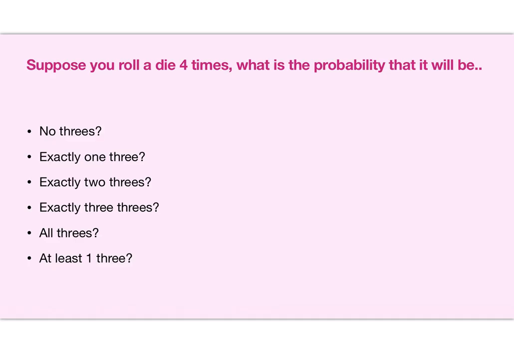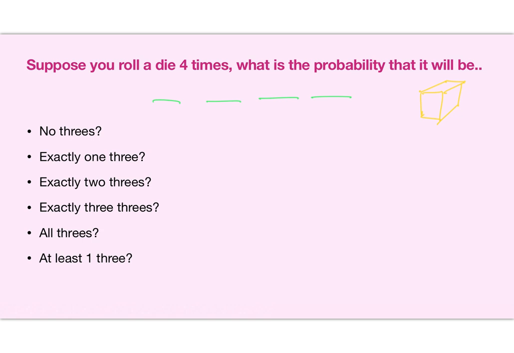Where we are going to look at it is something like this. Suppose you roll a die 4 times. What's the probability that it will be... oh, this is a little bit different. So think about this for a minute, and don't answer out loud, but you're thinking. Suppose you roll a die 4 times. I'm thinking about a single die.